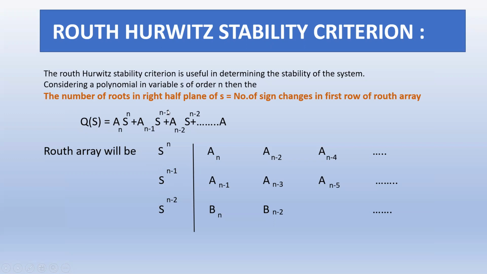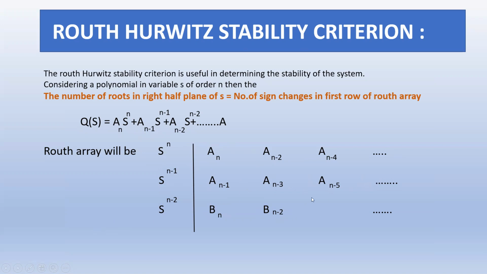Similarly, for the s power n minus 1 row, starting from a_(n-1), we write alternate coefficients just like that. The b_(n-1) and b_(n-3) coefficients are then found from these first two rows of coefficients.